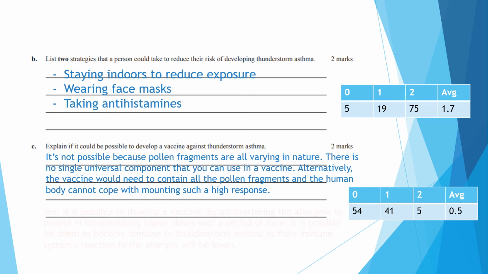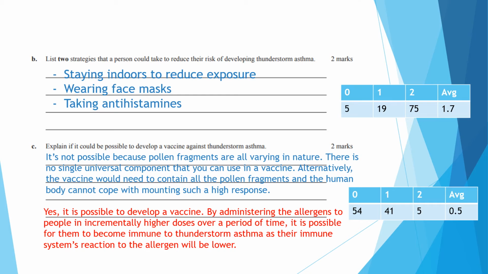However, if you want to argue that yes, it is possible, you may have been taught in class or have personal experience with something called desensitization injections for allergies. One way you could switch off the body's immune reaction to pollen fragments is by slowly, over time, administering incrementally higher doses of the allergen to a patient. Once their body is able to cope with the allergen at a level much higher than you would expect to experience in real life, then their body would not mount a response during a thunderstorm asthma. Either of these answers would be acceptable by the examiners.